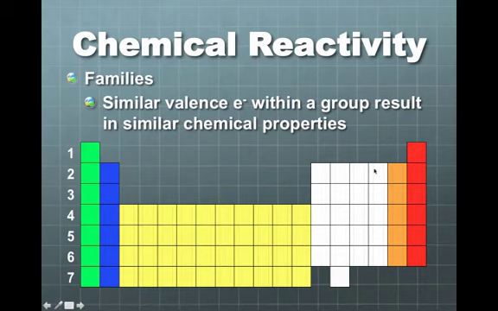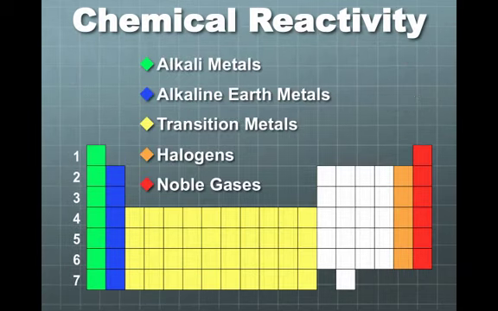But the reason the families react the same is because they have similar valence shell electrons, or the electrons that are used in bonding within their outer shell. So that leads to similar chemical properties. Now, we have several groups that we can talk about.